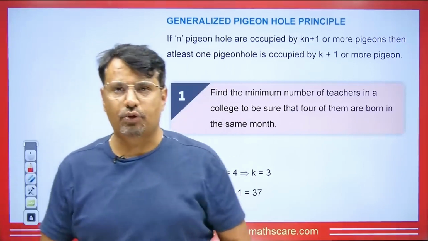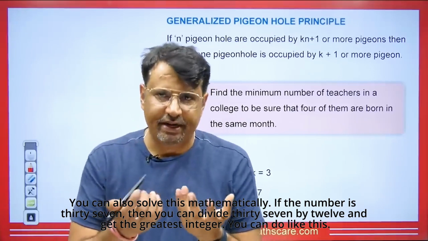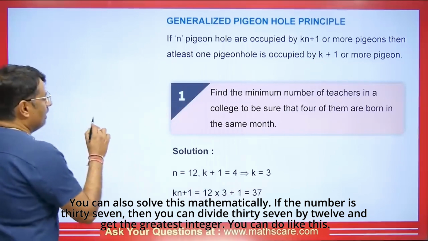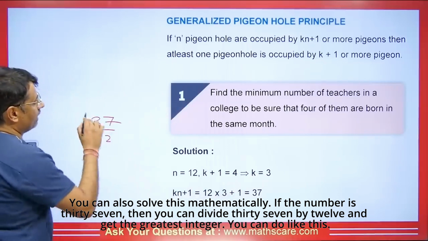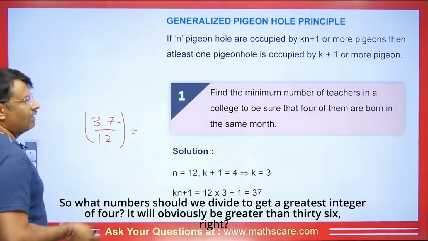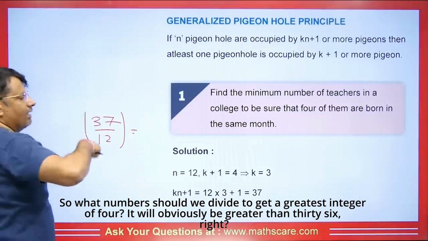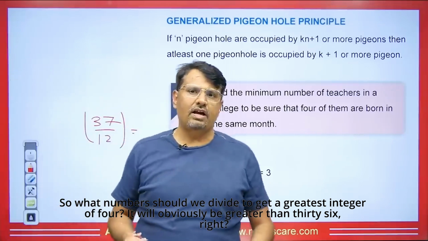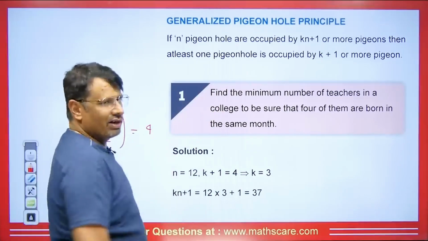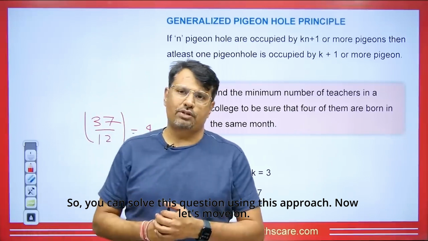With 37 teachers, you can also solve this mathematically. If the number is 37, then you can divide 37 by 12 and take the greatest integer. So what number should we divide to get a greatest integer of 4? It will obviously be greater than 36, right? So you can solve this question using this approach.